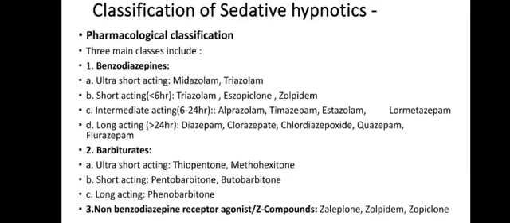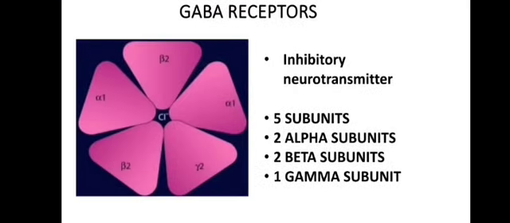Before knowing the mechanism of action of these drugs, first of all, we need to know about the GABA receptor. GABA is an inhibitory neurotransmitter. Here is the representation of the GABA receptor. It basically consists of 5 subunits, in which there are 2 alpha subunits, 2 beta subunits, and 1 gamma subunit. We can also have 2 gamma and 1 beta subunit, but there should always be 2 alpha subunits in a GABA receptor. When GABA binds to its receptor, it causes hyperpolarization of the cells in the CNS, which causes depression, leading to effects like sedation and hypnosis.